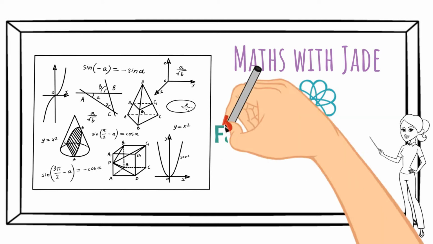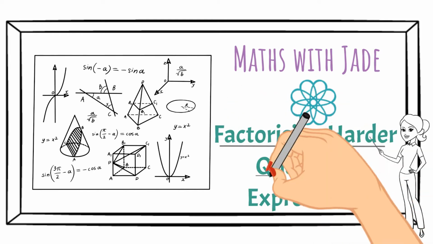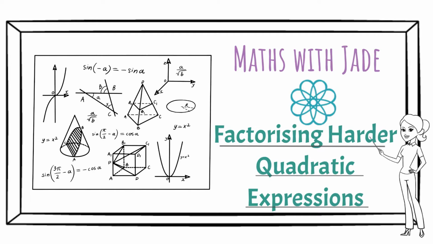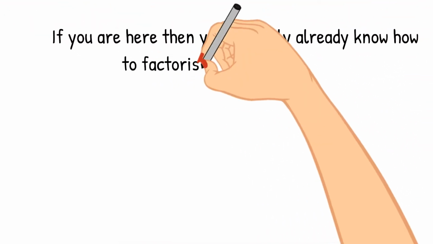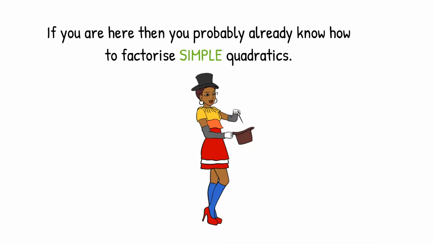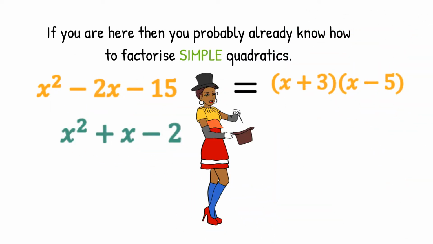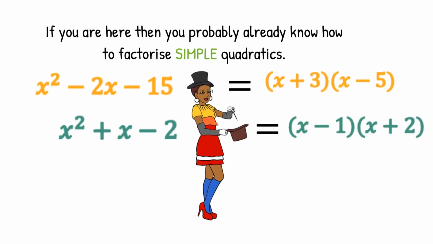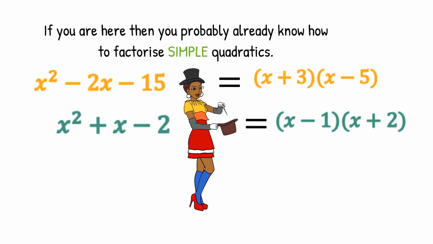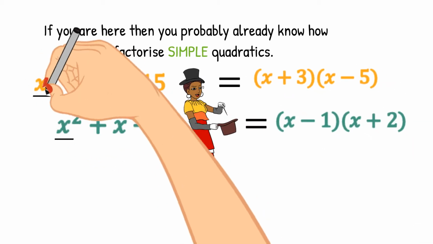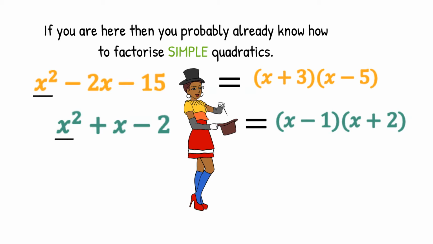In this video tutorial, we will be factorizing harder quadratic expressions. If you are here, then you probably already know how to factorize simple quadratics. Basically, you can turn an expression like this into two brackets, its factorized form, this. Or an expression like this into this. And you should be able to do this for all quadratics that start with x squared and factorize.